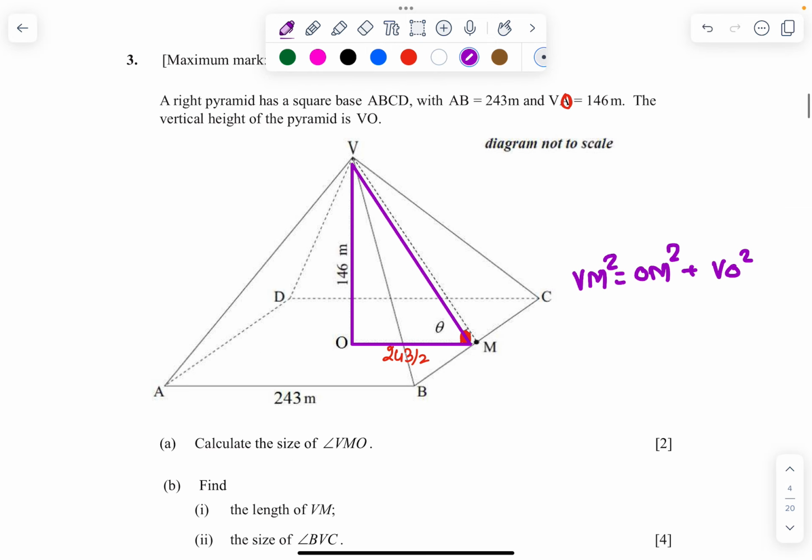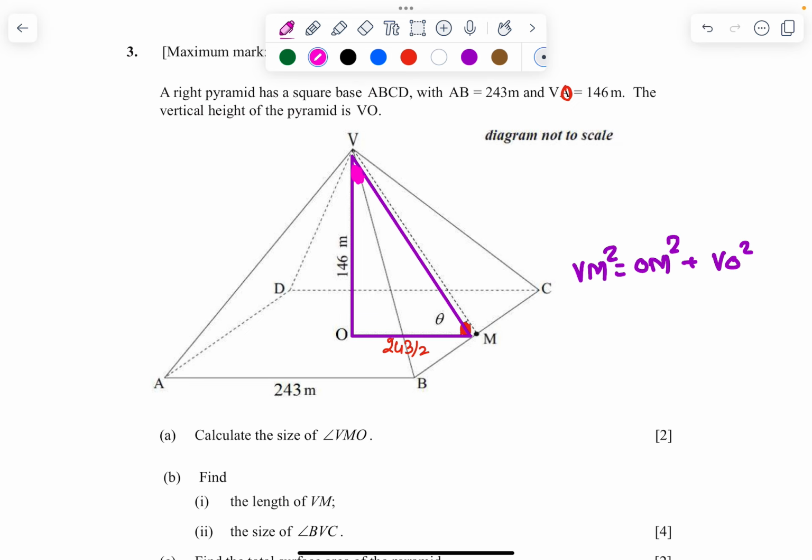Next, calculate the angle BVC. Where is BVC? BVC is over here. So for that one, BVC is this total angle.